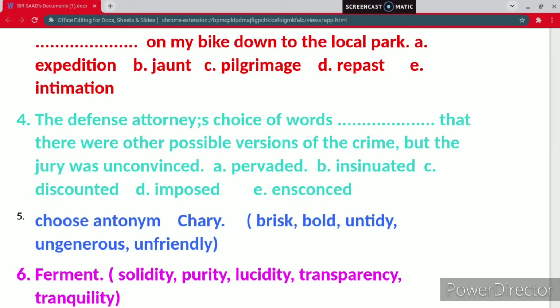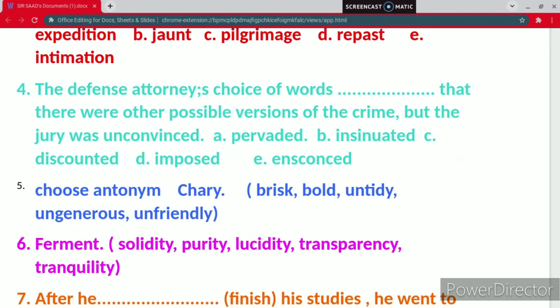Cherry means so many words, but careful, brisk. So brisk means cunning, bold means careless or bold, untidy, clean, ungenerous, miser, unfriendly. Okay, so the correct option is here bold. Bold, cherry, bold.